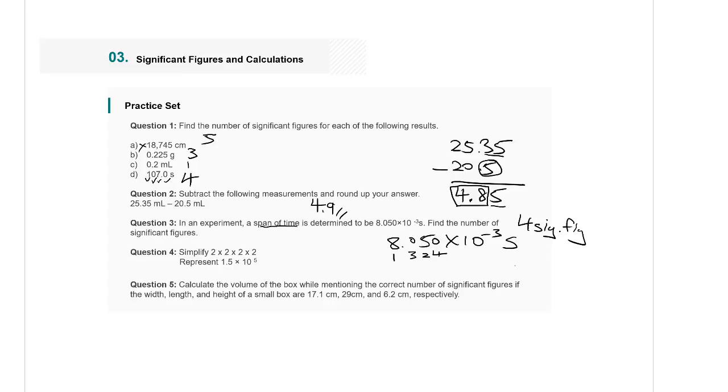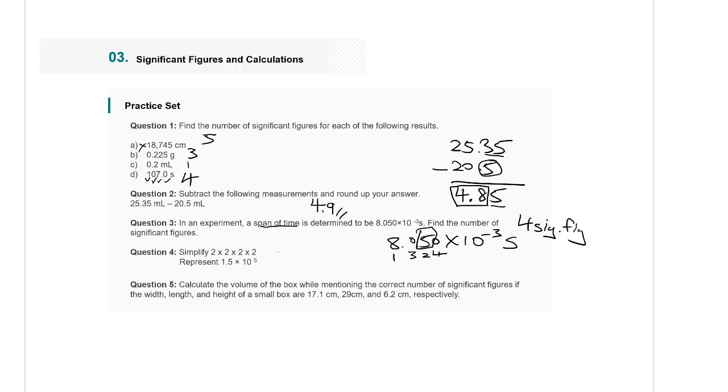Because we have 2 non-zero numbers, 1 zero sandwiched between 2 non-zero numbers, and also 1 zero behind one of the non-zero numbers, which is a trailing zero.